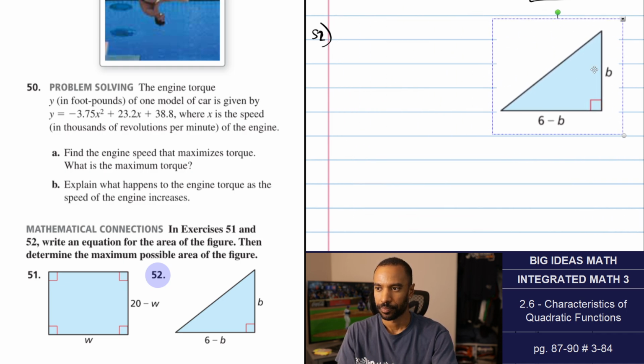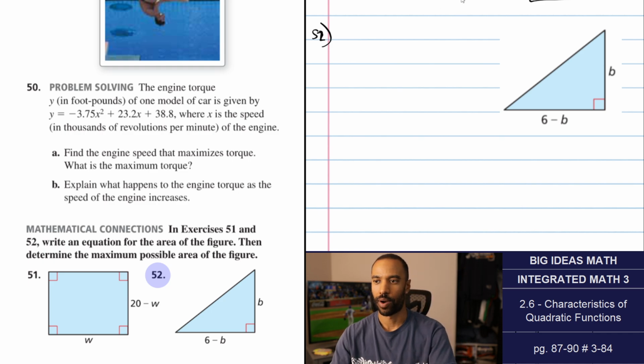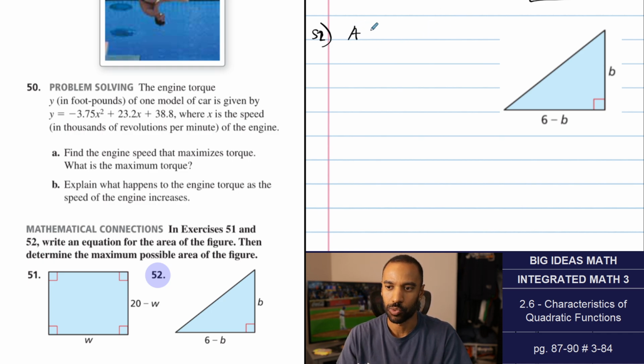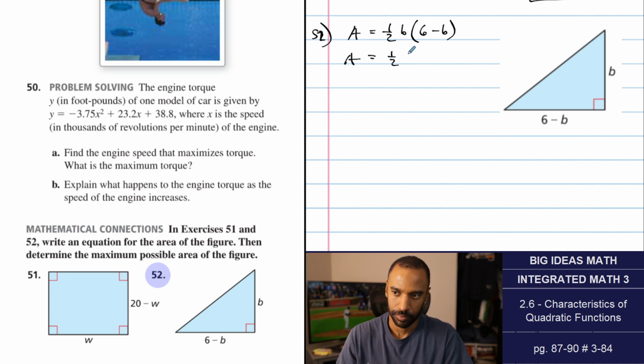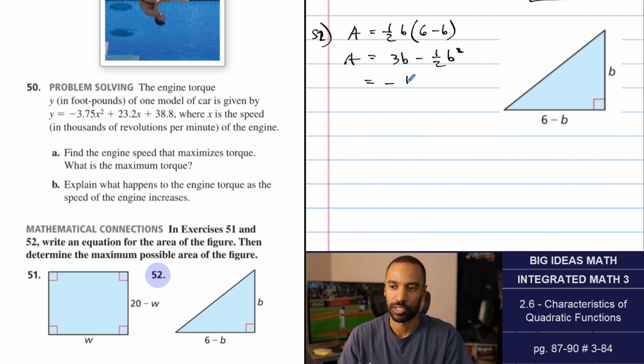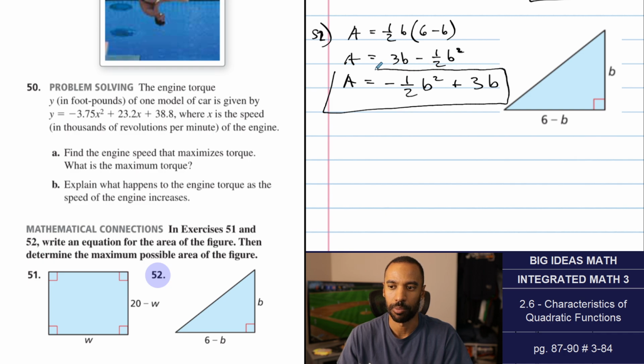Okay, so for this one, the area of a triangle is 1/2 base times height, and these ones seem to be perpendicular. That's a 6, that's a b. So we're going to now get 1/2, oh, we're going to distribute. So 1/2 times 6 is 3, 3 times b is 3b, and this is minus 1/2 b squared. Now you want to write this once again in standard form, probably to note what your a is and what your b is. Now be careful. When I say b, I mean this b, not this b. So here's your area for this thing in terms of base.